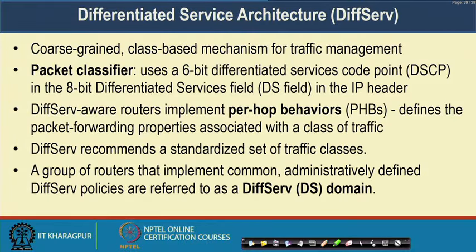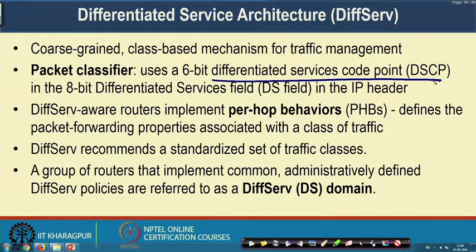So, this differentiated service architecture, or the DiffServ architecture, is a coarse grained class based mechanism for traffic management. It has a packet classifier which uses a 6-bit differentiated service code point field, or the DSCP field. So, this DSCP field indicates which particular traffic class the packet belongs to.